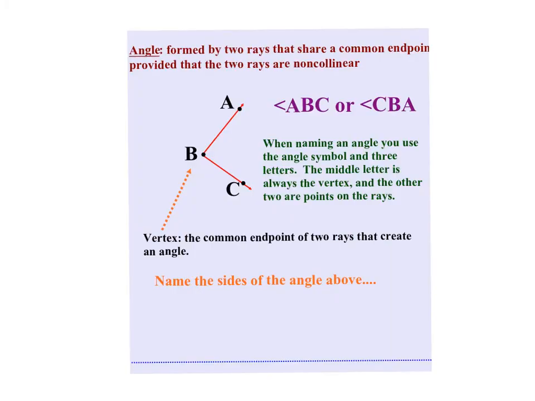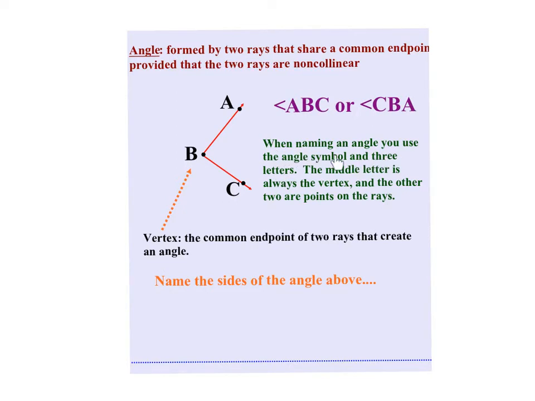A basic angle is formed by two rays that share a common endpoint, provided the two rays are non-collinear. So we can see that we have a ray here, BA, and a ray here, BC. This angle is named angle ABC or angle CBA, as you can see written here in purple. Notice that B is the center letter on the angle's name. That letter represents the vertex. The vertex is the common endpoint of the two rays that create an angle.